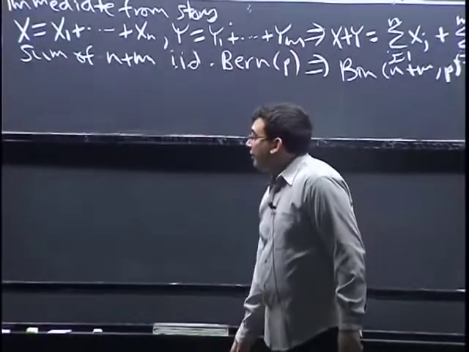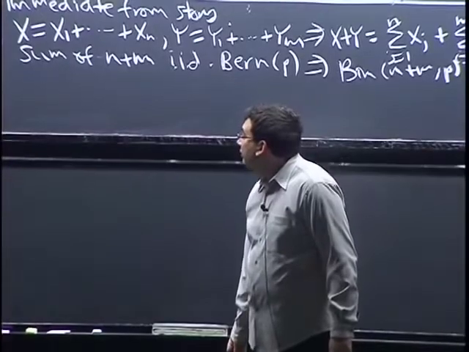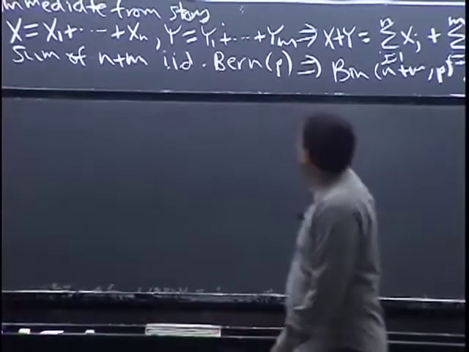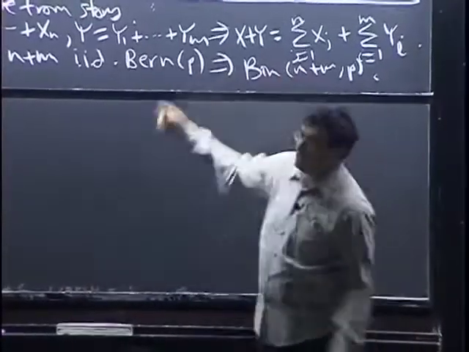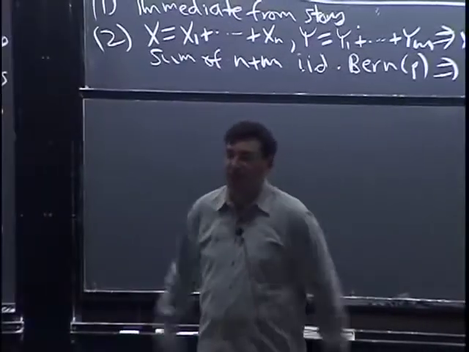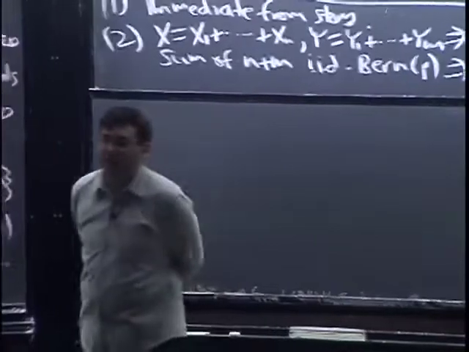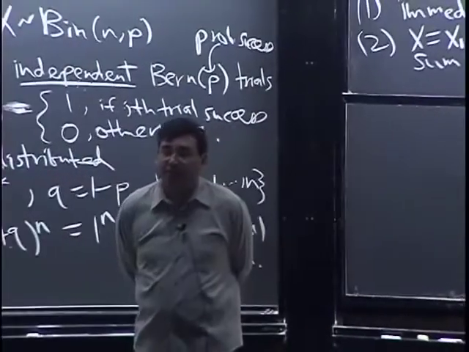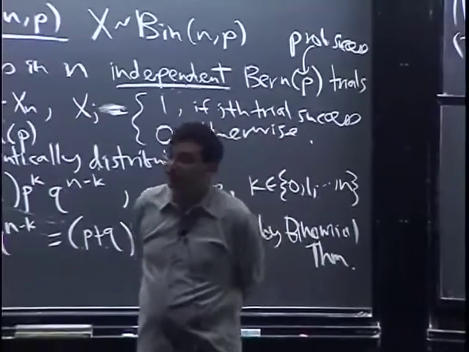So this method is also easy because we're just adding up IID Bernoullis with the same p, so it's binomial. There just isn't anything more to it than that, because they're all independent. It would get more complicated if they're not independent.